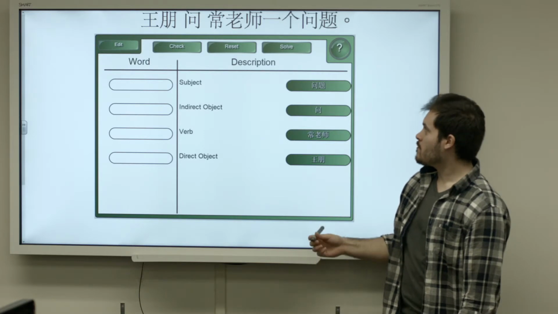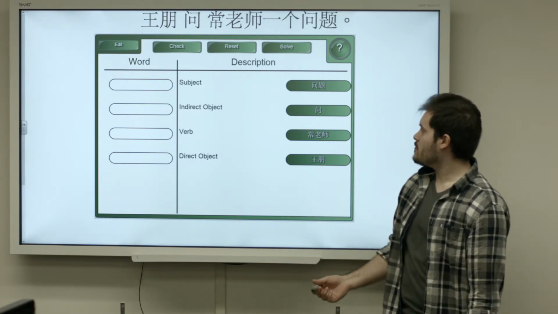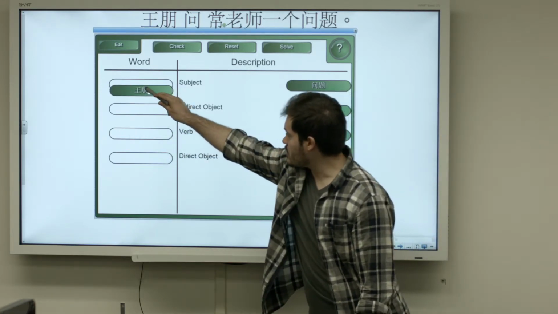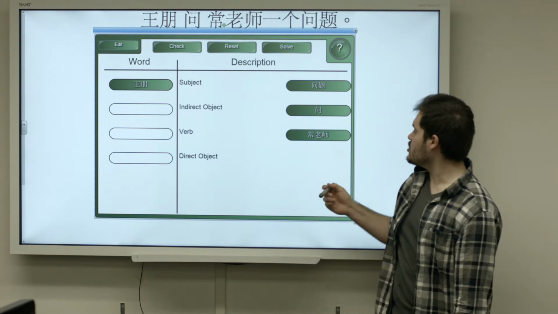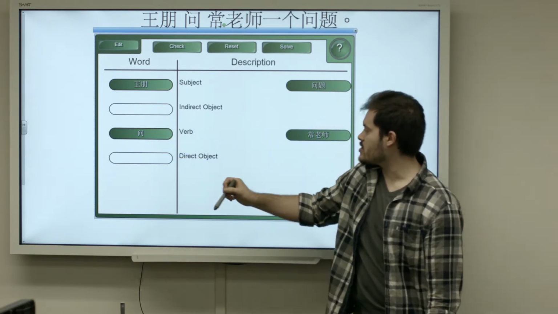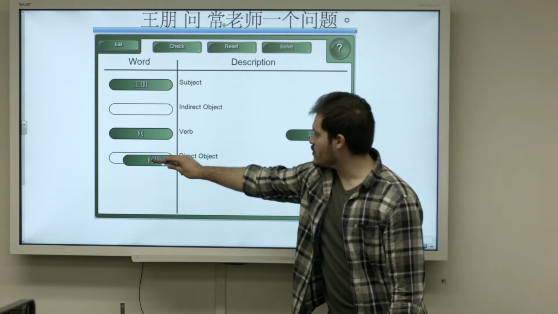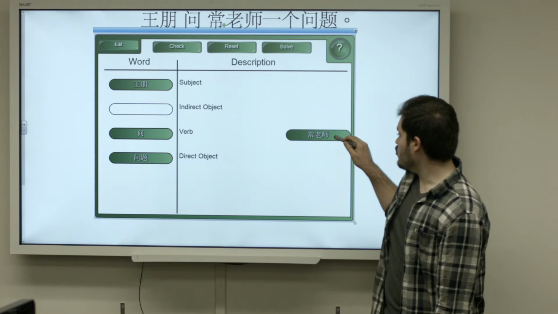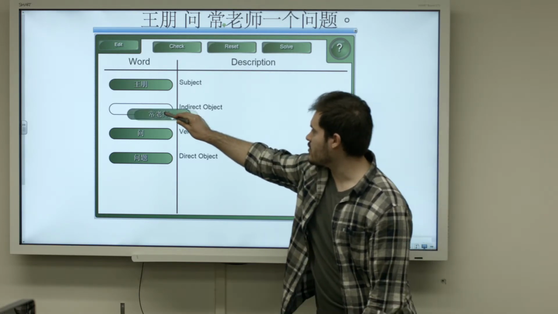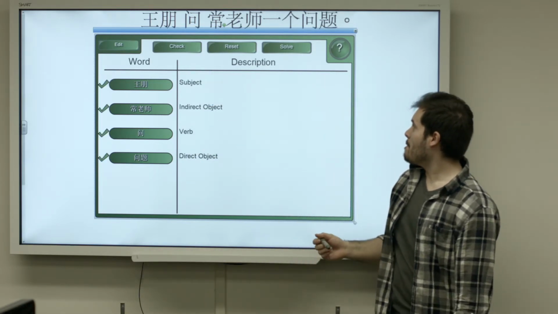All right, a couple more. So, Wang Peng 问常老师一个问题. Wang Peng is the subject. We come at the same place at the start of the sentence. He is the agent. 问 is the verb, right? You ask a question. A question, 问题, is the direct object that's being asked to 常老师. He's asking the question to the teacher, or really asking the teacher the question.